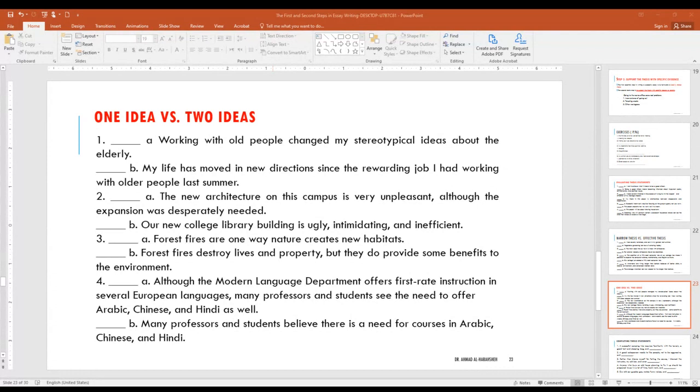A, although the modern language department offers first-rate instruction in several European languages, many professors and students see the need to offer Arabic, Chinese, and Hindi as well. By the way, this is a very long sentence, right? B, many professors and students believe there is a need for courses in Arabic, Chinese, and Hindi. A has two ideas, B has only one idea. Okay?